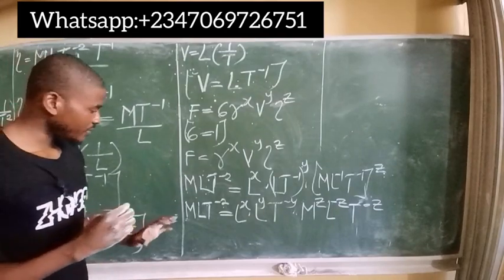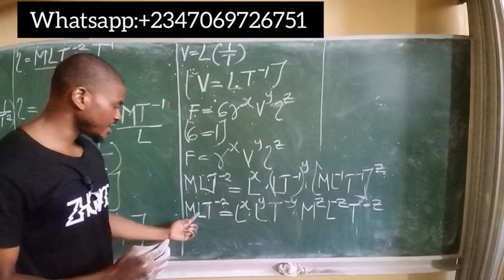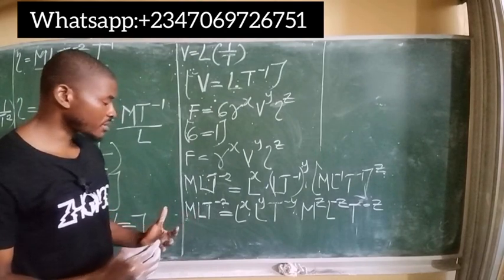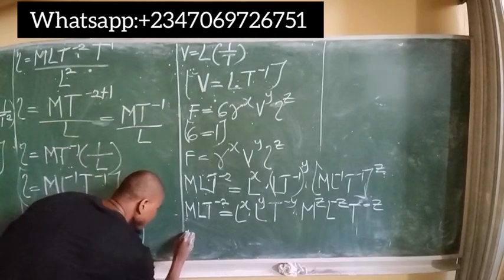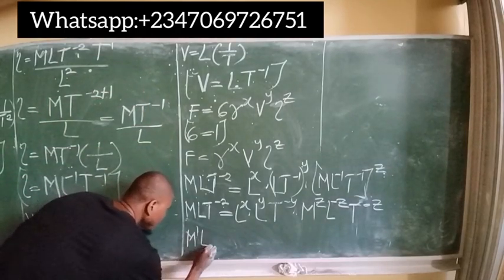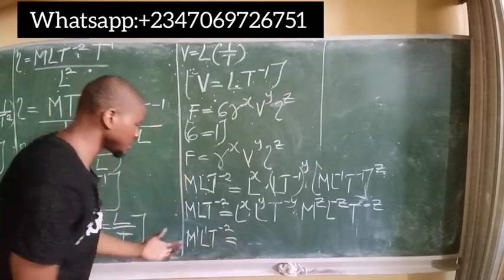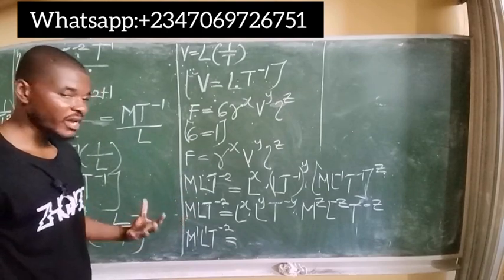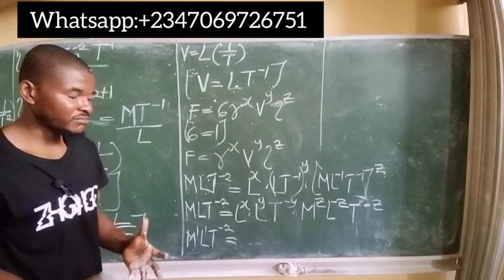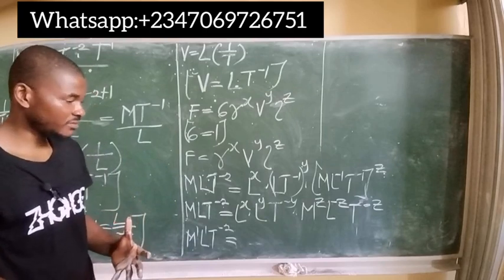Now, from here, of course, M can be written as simply M to the power of 1. L here can also be written as L to the power of 1. So if we do that, we'll simply have M to the power of 1, L to the power of 1, T to the power of minus 2 equal to, this equation is still the same thing as this, nothing changes, it's still the same. Any number to the power of 1 still remains that number. Therefore, any variable to the power of 1 still remains that variable.